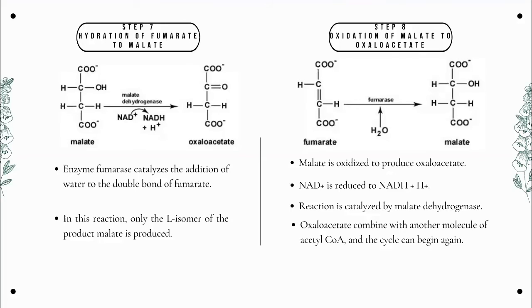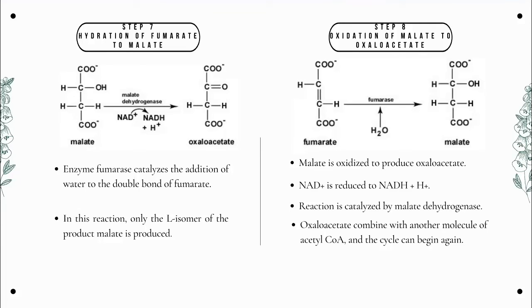In step 8, which is the final step, malate is then oxidized to produce oxaloacetate, the starting compound of the citric acid cycle, by the enzyme malate dehydrogenase. During this oxidation, NAD+ is reduced to NADH and a hydrogen ion.